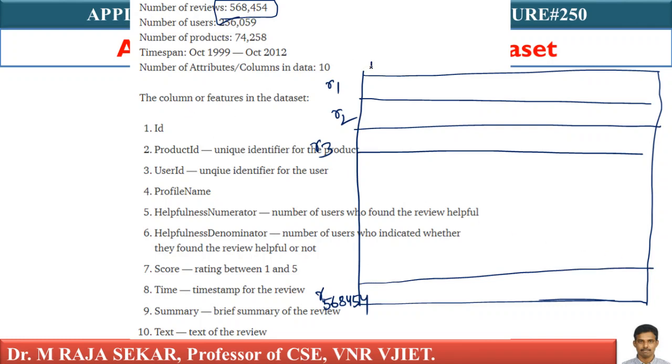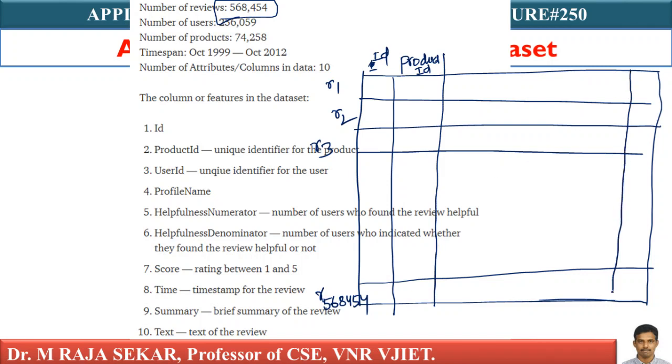What are the fields? The first field is ID. My second field is Product ID. In that manner, my last column is text. We are given a dataset like this, with 568,454 reviews and all these attributes, 10 attributes or 10 columns, I can say.